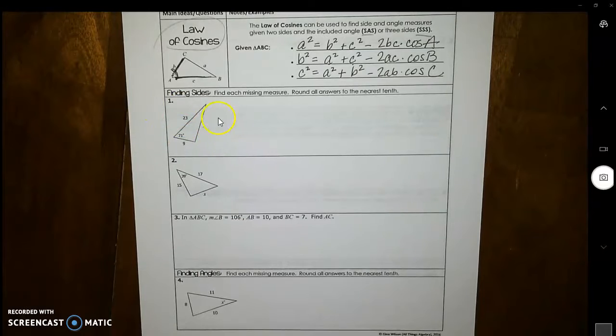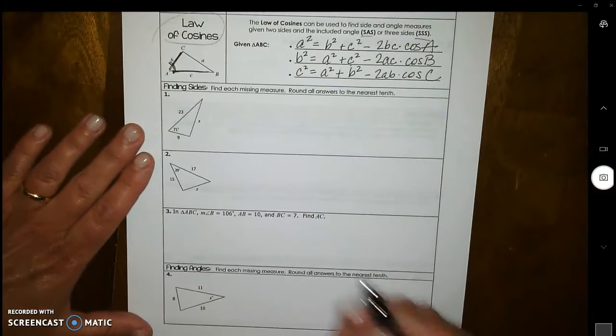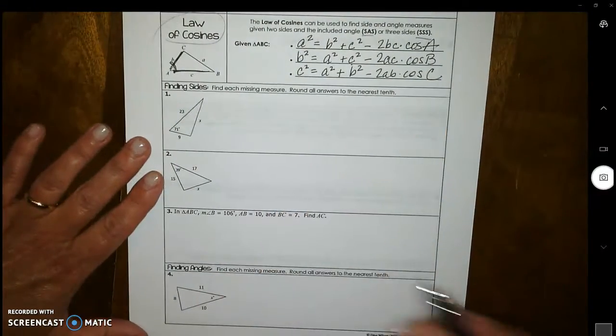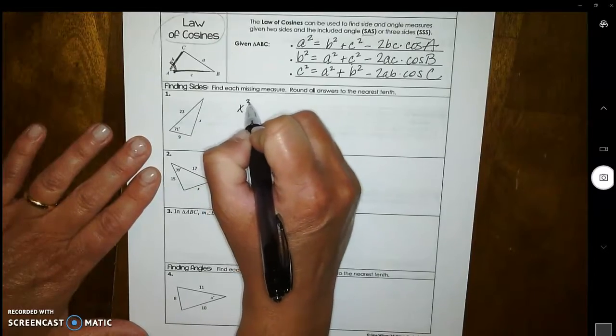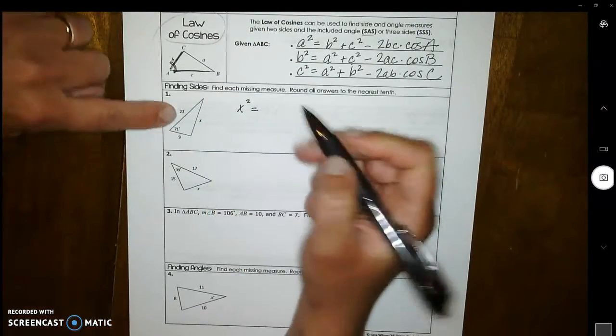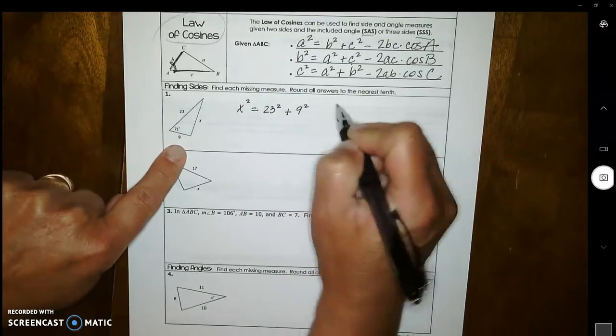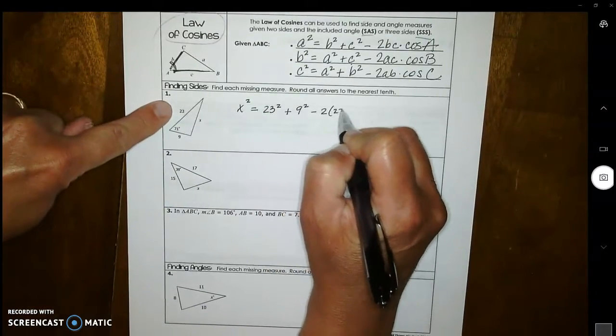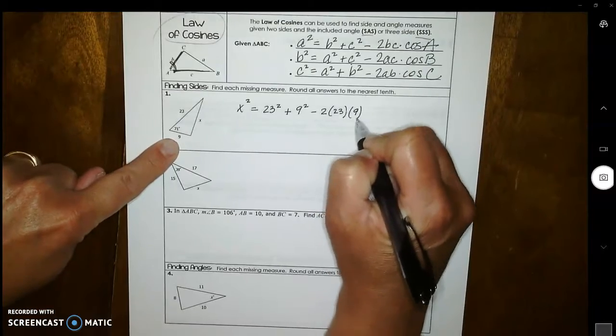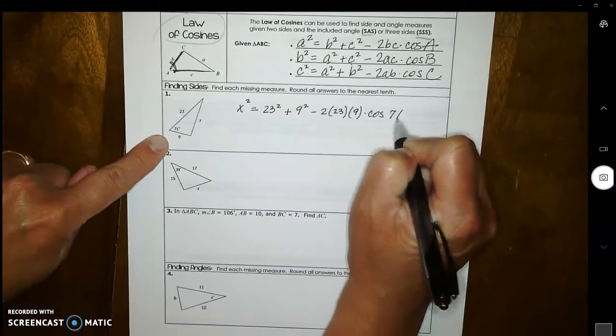So let's go try a couple of examples. For the first one, I have a side, an angle, and another side, and I'm going to find what this side over here is. It really doesn't matter, to be honest with you, which one you call A, B, or C. If it makes you feel better, go ahead and label them, okay? But I do know that x squared is going to equal 23 squared plus 9 squared minus 2 times 23 times 9 times the cosine of 71.